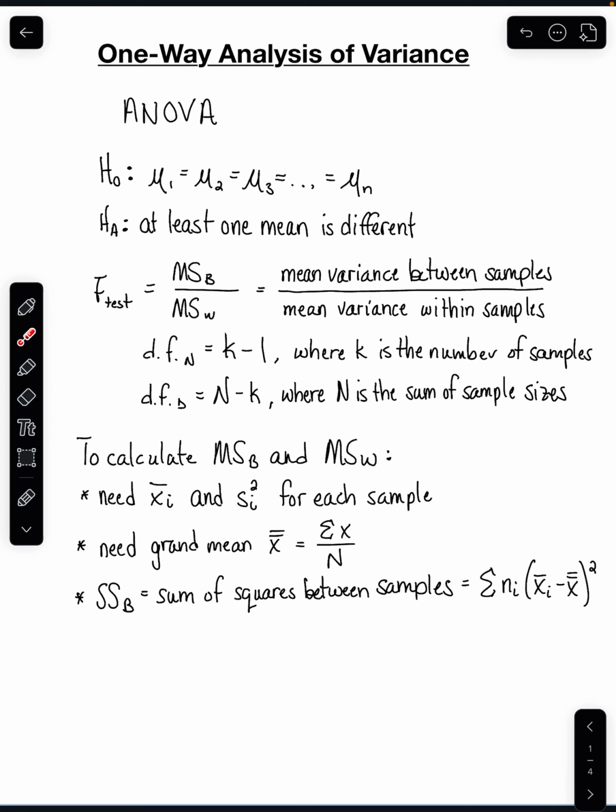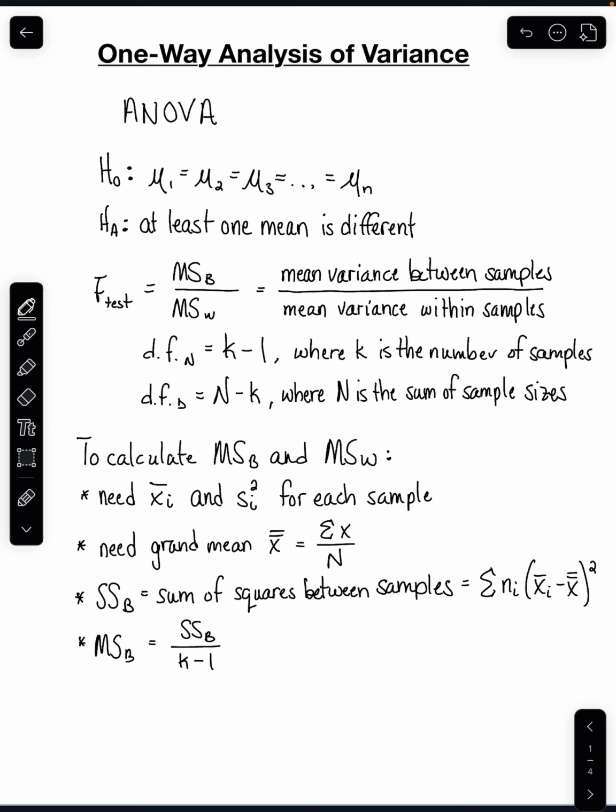We are then going to do the same thing for each of the samples and add all of those things together. Once we have that, MS sub B is going to be the value that we just got, the sum of the squares between samples, divided by the number of samples we have minus 1.